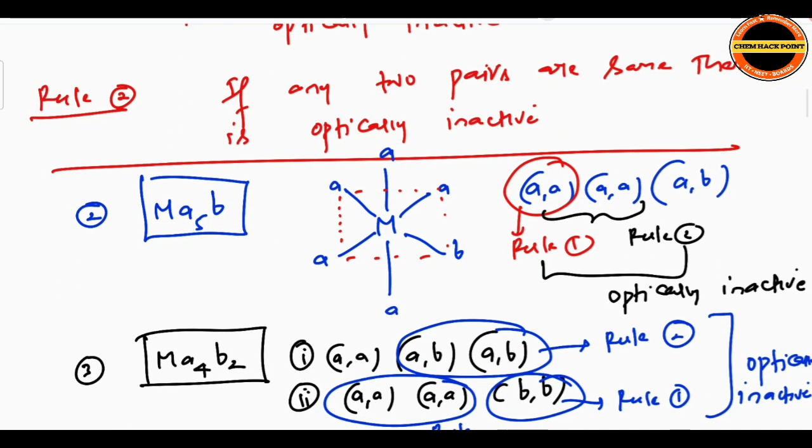See now, MA5B. Here only one arrangement is possible. I wrote AA, AB, 3 pairs I mentioned. Rule 1: if any pair has the same ligands, it is optically inactive. Rule 2 is also satisfied, 2 pairs are the same. One rule is enough to make it optically inactive, but we are searching for rules. Rule 1 satisfied, rule 2 also satisfied. Hence it is optically inactive.